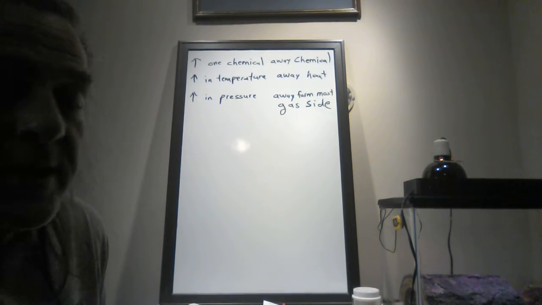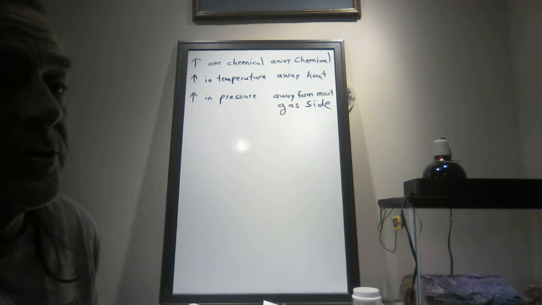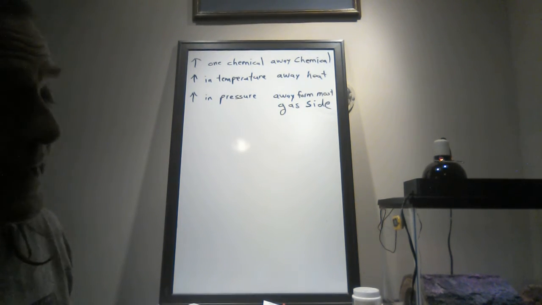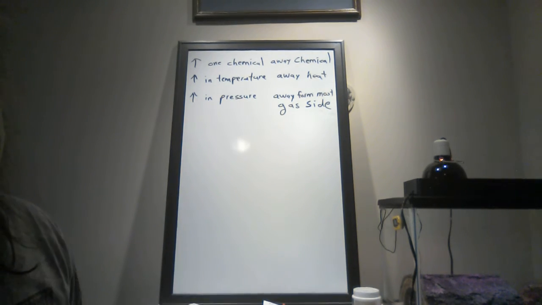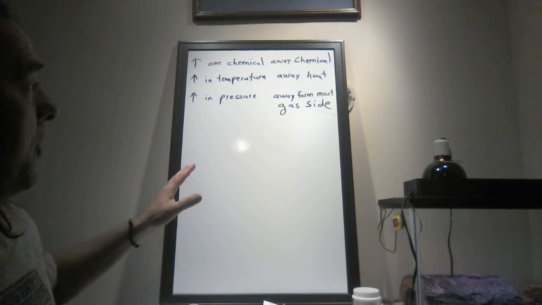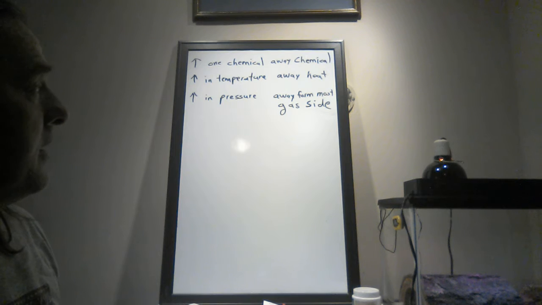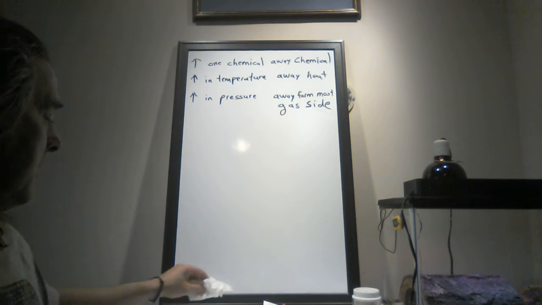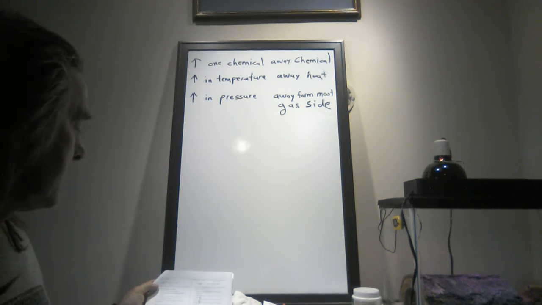And then increase in pressure is a little bit more complicated because we have to add the number of gas moles. It could be 3H2 plus N2, those are both gases. So that would be 4 moles of gas, yielding 2NH3, that's 2 moles of gas. So you add up the number of gas moles on either side of your equilibrium arrow, and then you shift in that direction.